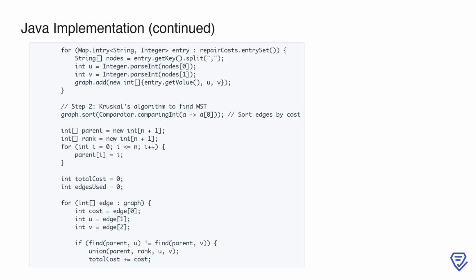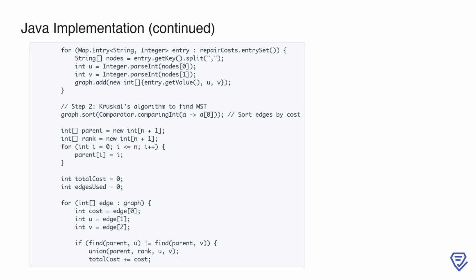We also initialize two arrays, parent and rank, which help track the connected components in the graph. The parent array begins with each node being its own parent. We then declare variables for the total repair cost and the number of edges used in the MST.